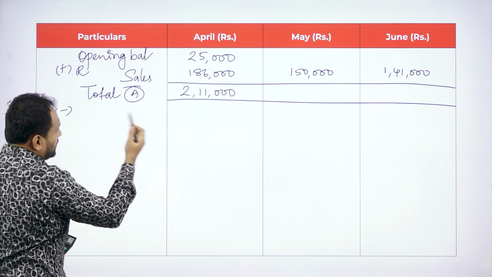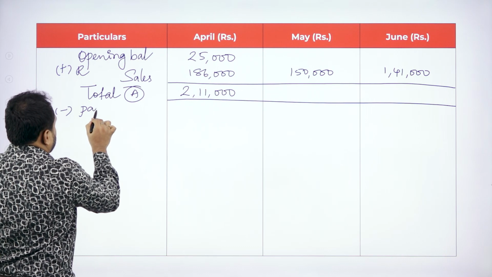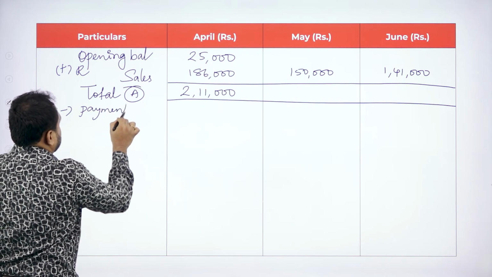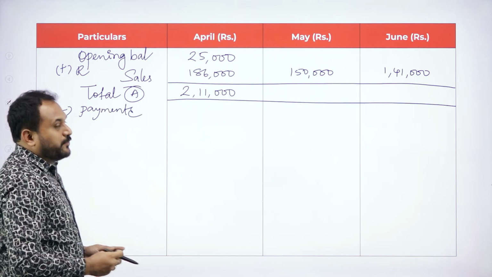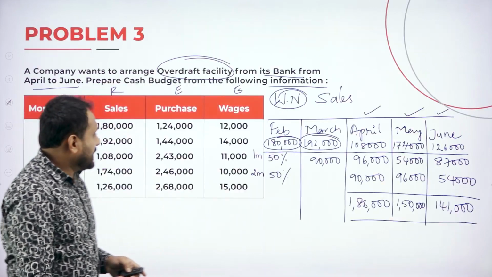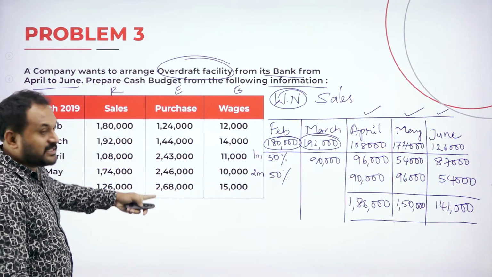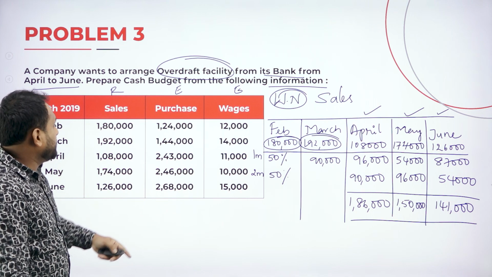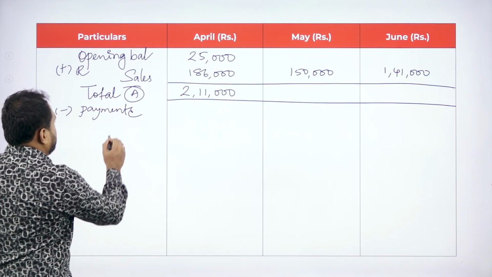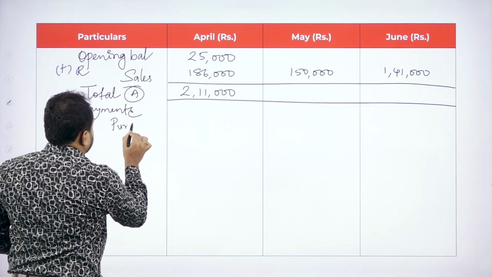Next, we are supposed to subtract all the payments. Now, when we go with the payments, the first payment is purchase. Let's go with the purchase here. Now, in the payment column we have purchase.